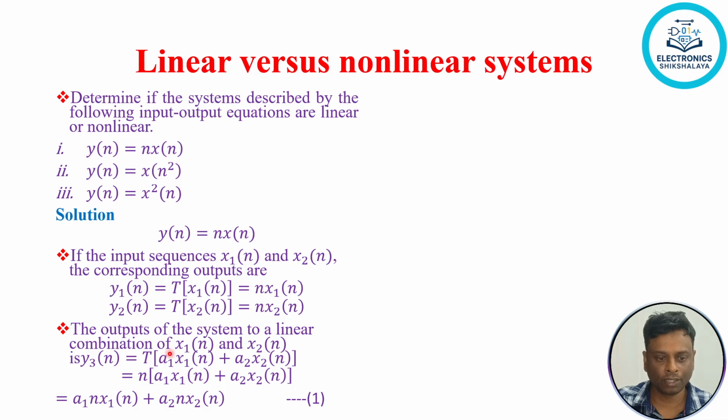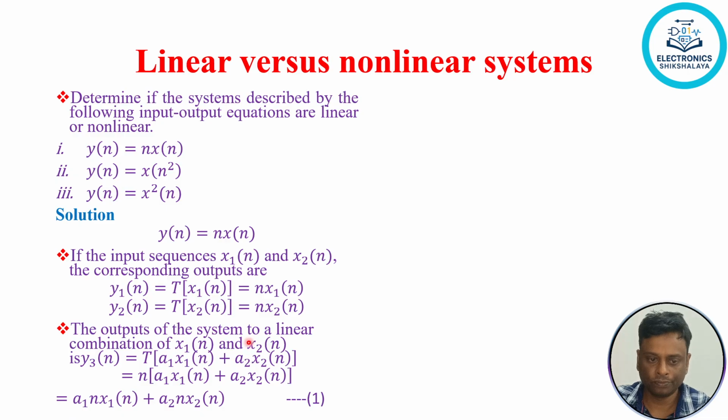Then we apply the weighted sum of the signals, a1 x1 of n plus a2 x2 of n. So in place of x of n, we put a1 x1 of n plus a2 x2 of n. It will be n into a1 x1 of n plus n into a2 x2 of n.